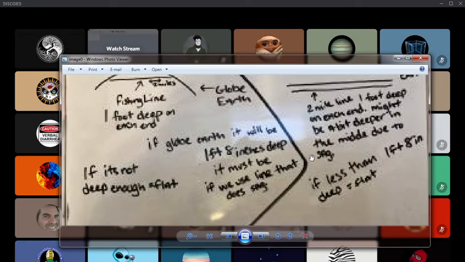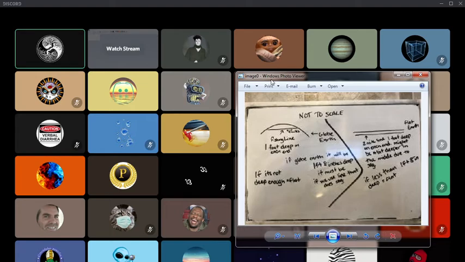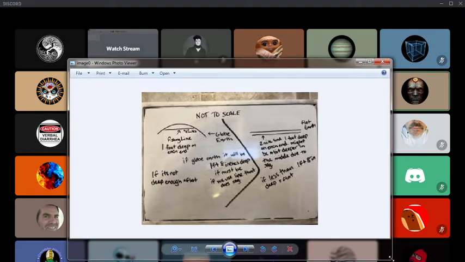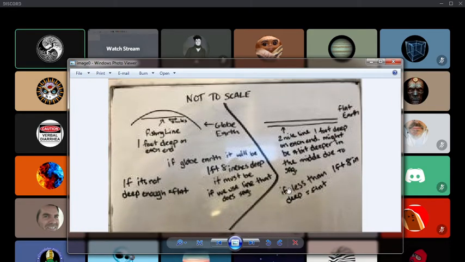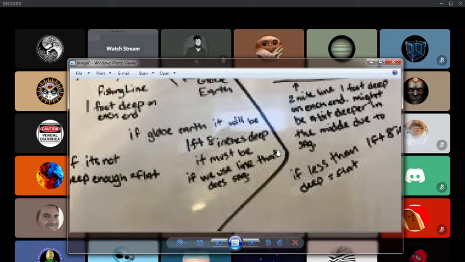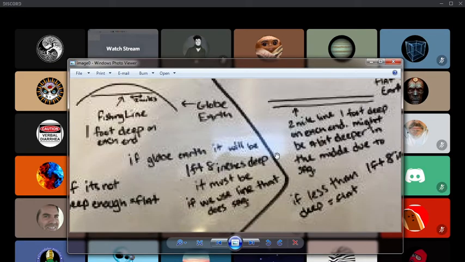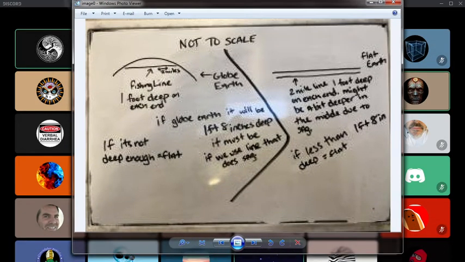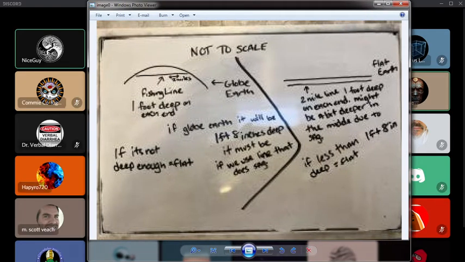What's a sagitta for 2 miles? 8 inches? The bulge, the sagitta in 2 miles, is it 8 inches? You mean the drop rate? I don't know. There is a way of working that out, Jeremy. I'm not sure what it is, but I'm sure if you Google it, you'll find ways of calculating. I think it's 8 inches. Somebody told me it was 8 inches.